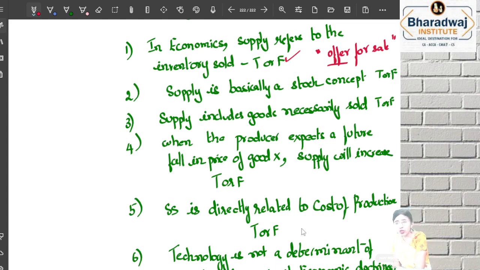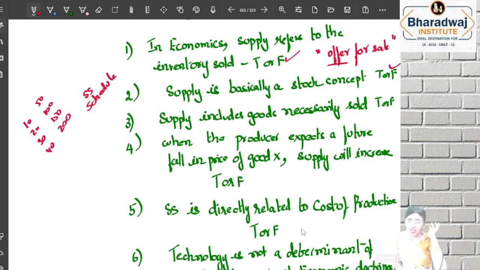Supply is basically a stock concept. False. It is flow. Why is it flow? Because a supply schedule, remember your supply schedule, or demand schedule, will show not one isolated supply or demand, it will show a series. As the price increases from 10, 20, 30, 40, what does my supply schedule say? 50, 100, 150, 200 units of commodity are offered for sale. So it is not one isolated supply we are talking about, it is a flow. Can you understand that? Okay.